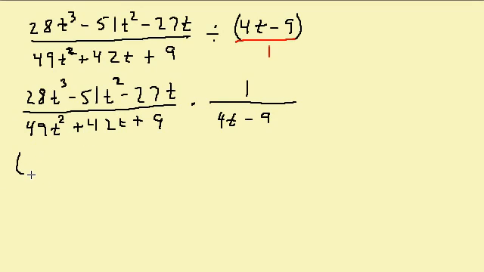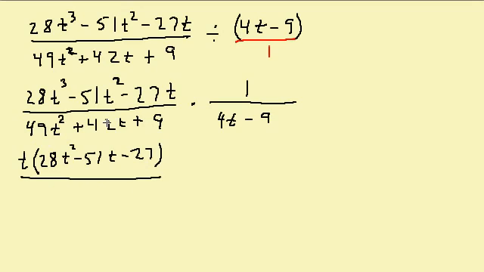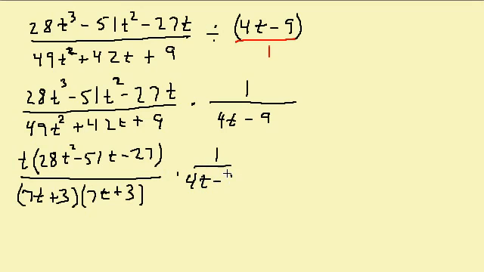So we factor the first one, and first we need to factor out a t, and so we're left with 28t squared minus 51t minus 27 over, and then this is a perfect square trinomial, so this factors into 7t plus 3 times 7t plus 3, times 1 over 4t minus 9.